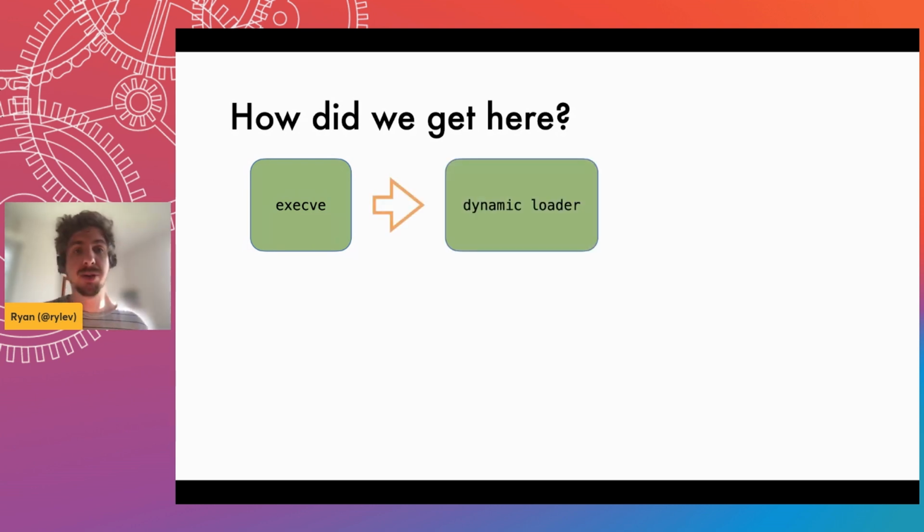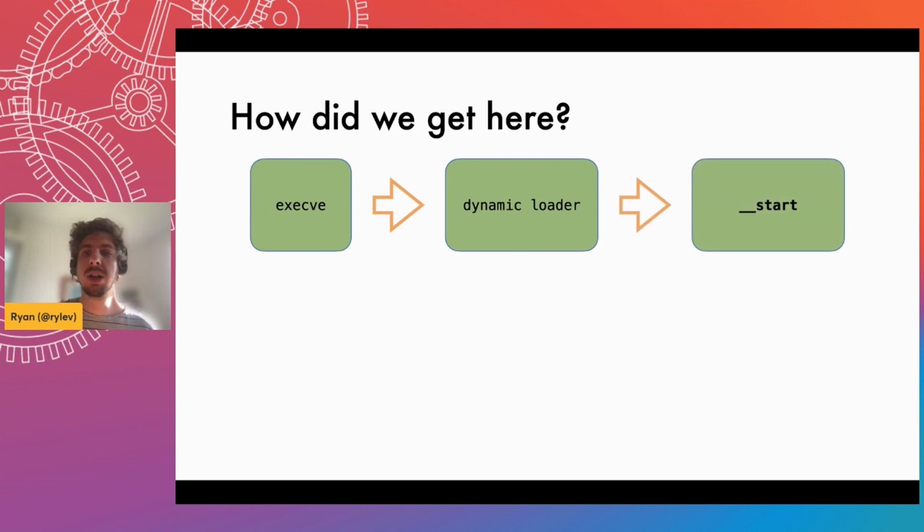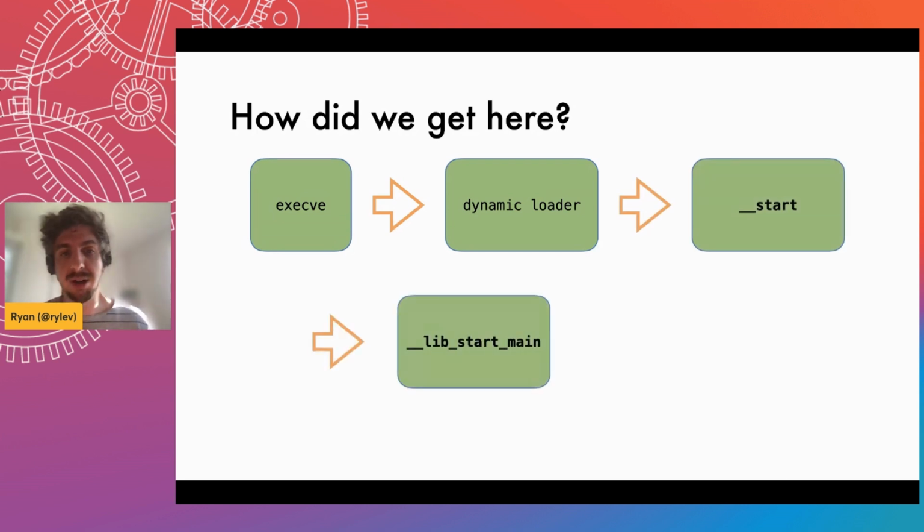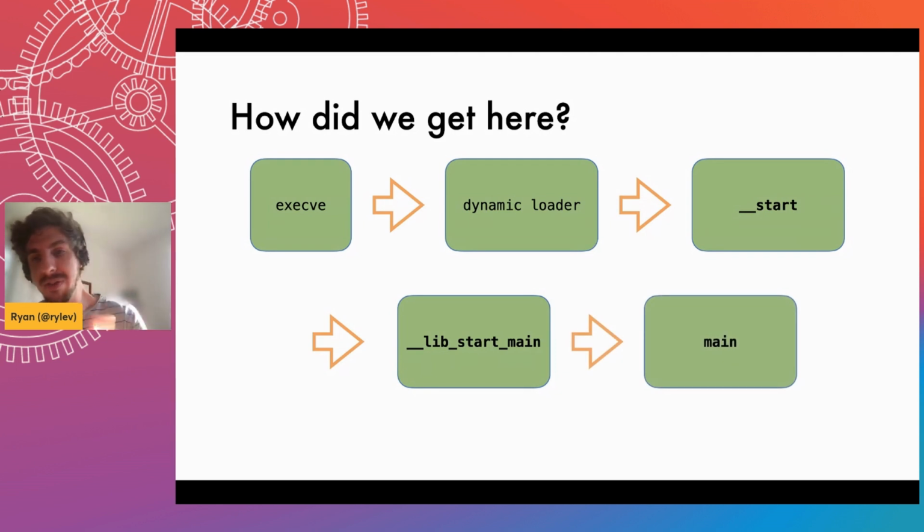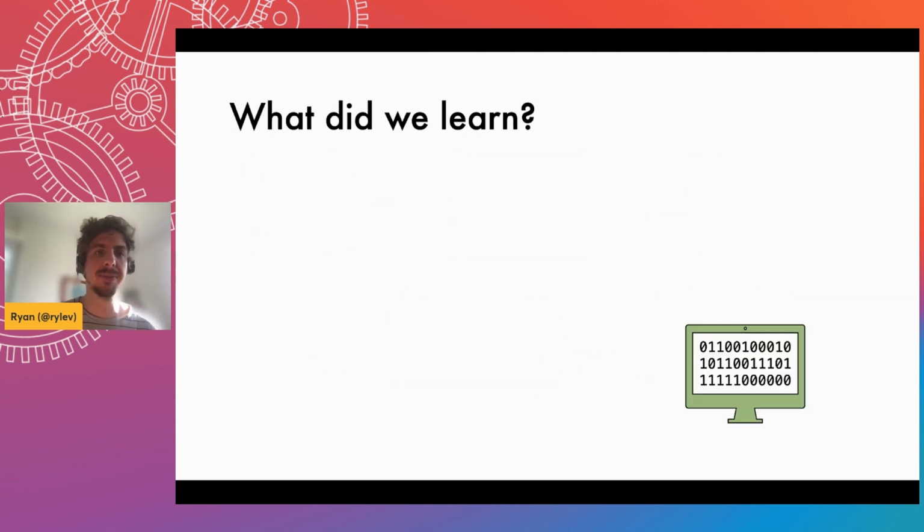And that gets passed over to a dynamic loader from the kernel. That dynamic loader eventually calls _start, which eventually calls __libc_start_main, which eventually calls our main function. We finally figured out how we get to main, and then all of the fun actually begins.